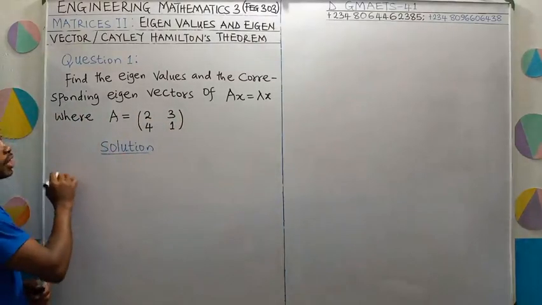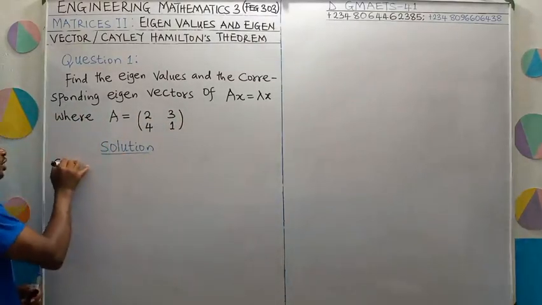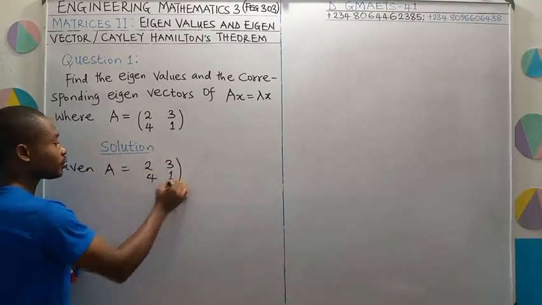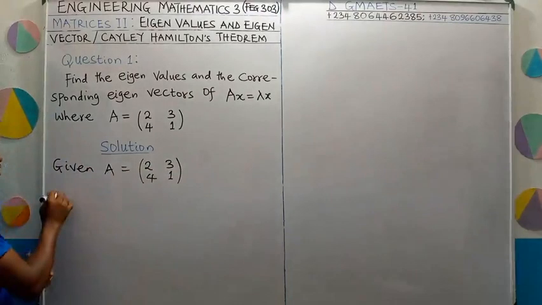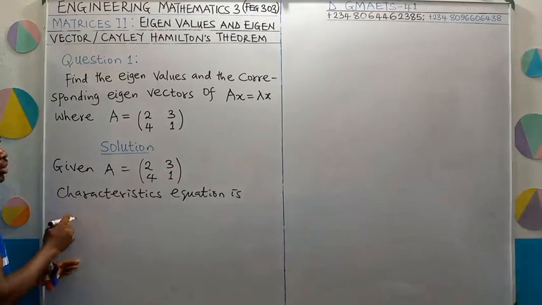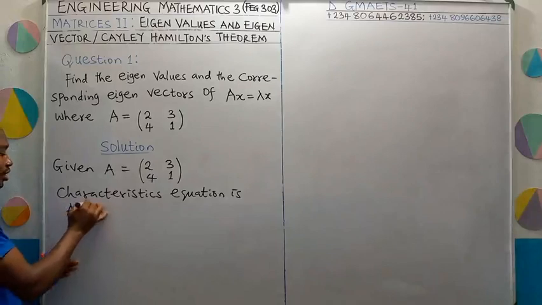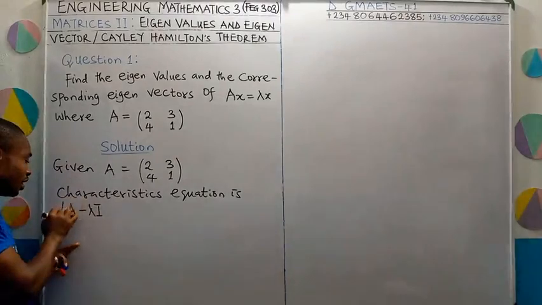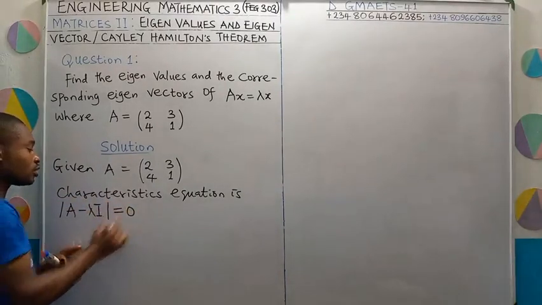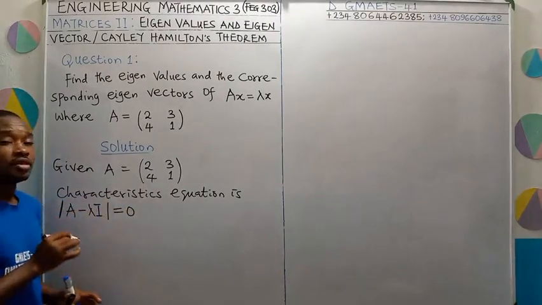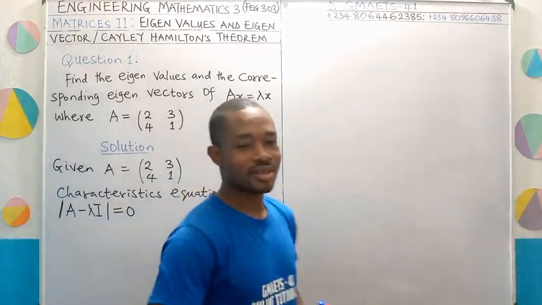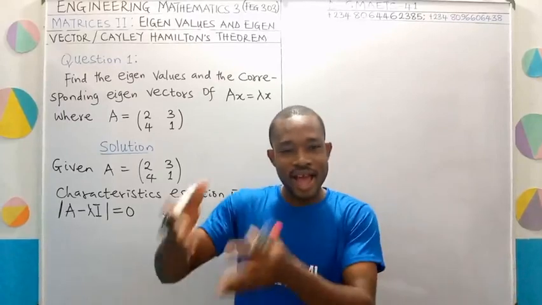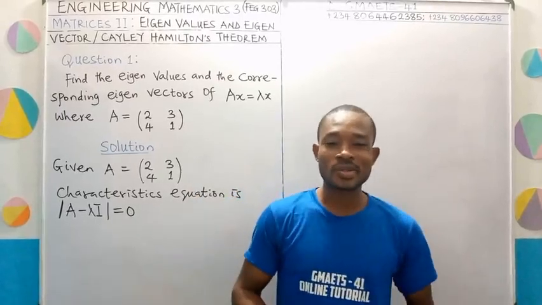What is the characteristic equation? Let's bring out the given matrix A equal to 2, 3, 4, 1. The characteristic equation is given as A minus lambda I. This is the characteristic equation. Its determinant is made equal to 0. So all you need to do is to solve this equation you have there on the board. Get the determinant of A minus lambda I when it is made equal to 0.